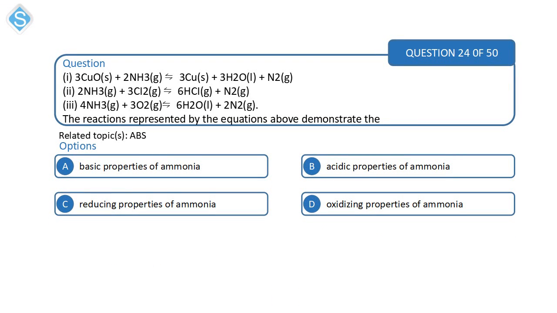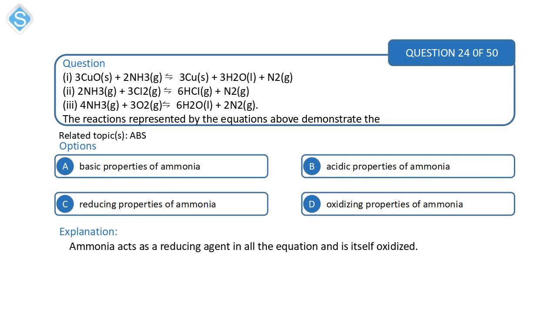Next, the reactions represented by the equations above demonstrate the reducing property of ammonia. As you can see in all of these reactions here, ammonia has been oxidized to nitrogen gas, in the sense that the hydrogen in it has been removed, and the removal of hydrogen is oxidation. The substance that is oxidized in a chemical reaction is the reducing agent. So the ammonia here is a reducing agent. It reduced the other substances it was reacting with, becoming oxidized itself.